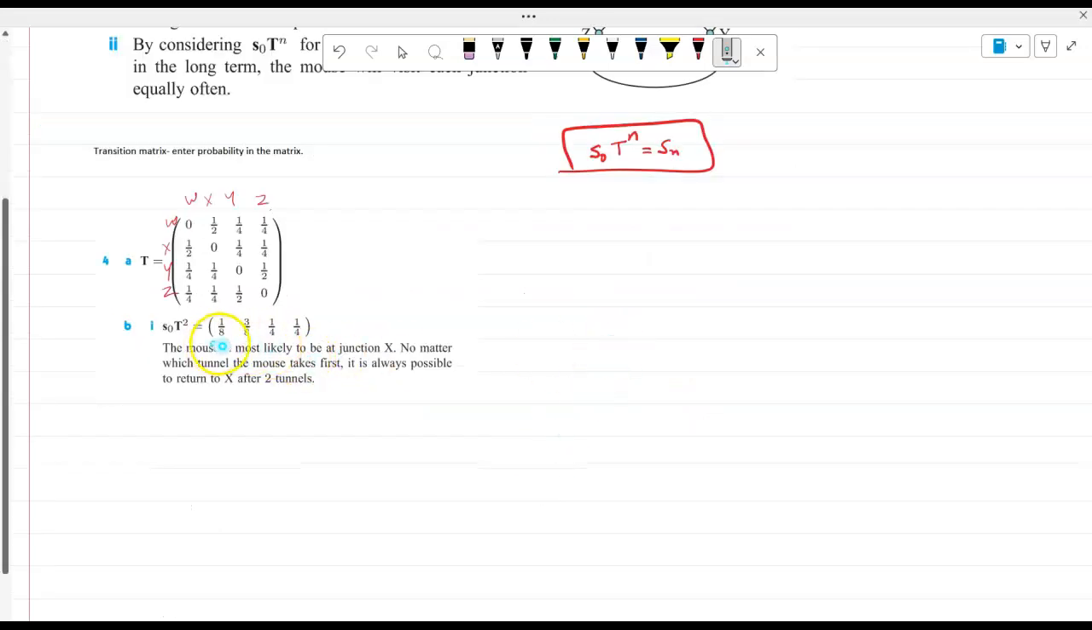Then after 2 tunnels, you see the junction with the highest probability, no matter which tunnel the mouse takes first.